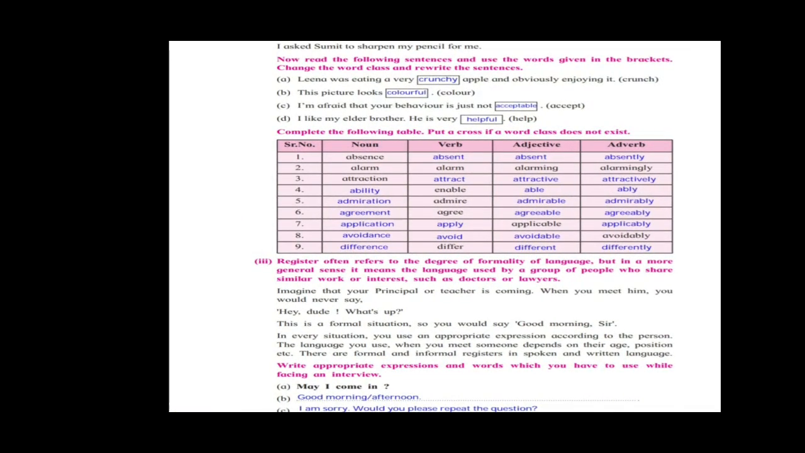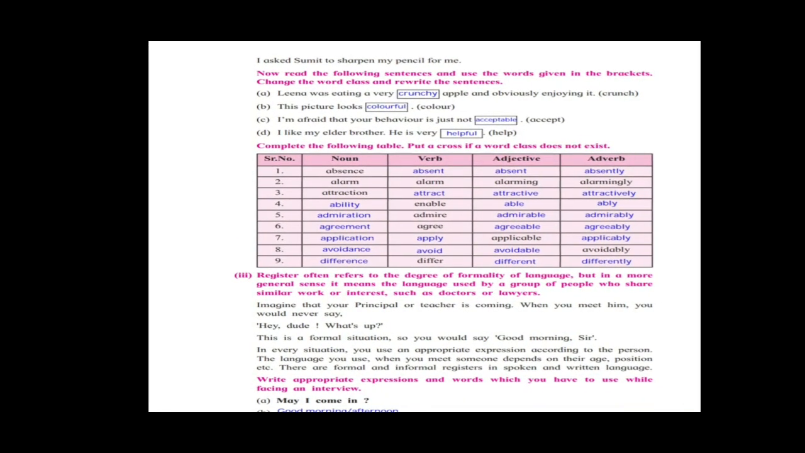Now read the following sentence and use the words given in the brackets. Change the word class and rewrite the sentence. You have to change the word given in the bracket and rewrite the sentence. Lena was eating a very crunchy apple and obviously enjoying it. Crunchy, you have to make it crunchy. This picture looks colorful. Color, you have to make it colorful.